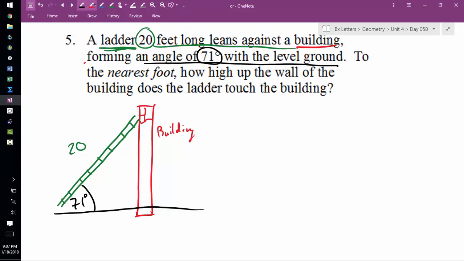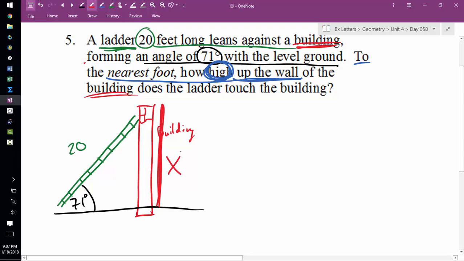And that just goes to show you the Regents can only ask the same kind of question so many different ways, and then they've run out of ideas. What they're asking is, to the nearest foot, how high up the wall of the building does the ladder touch? So this is like a verticality thing. We're looking for the height of the building.